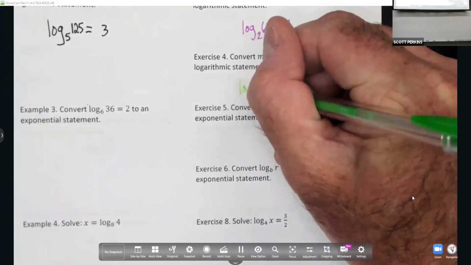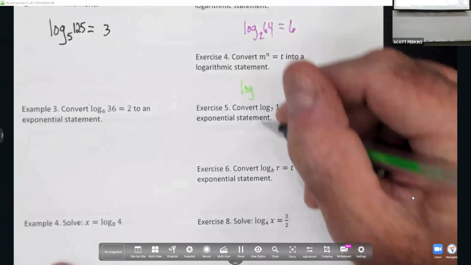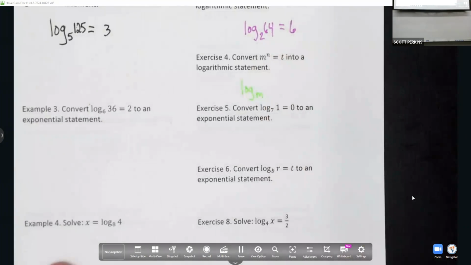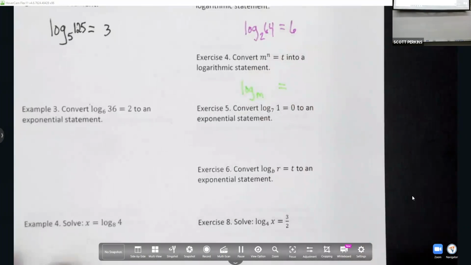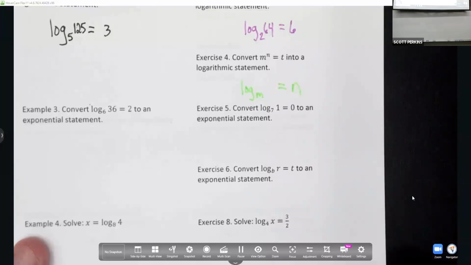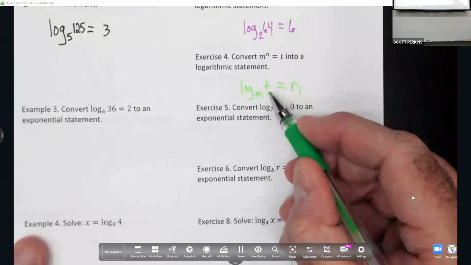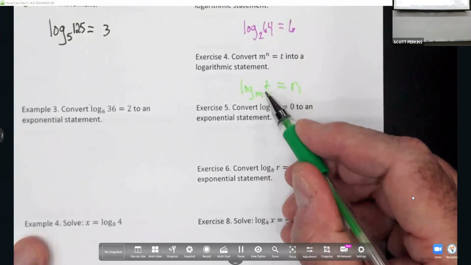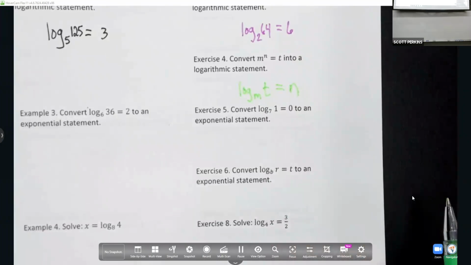So I've got the logarithm. What is the base of this logarithm? M. The base of the logarithm is the same as the base of the exponential statement. The log base M of something is equal to what? N, the power. And so then the only thing that's left is this t. Log base M of t, t is what I'm taking the logarithm of, is equal to n. Fantastic. All we're doing is practicing the definition. Question, comment, concern.